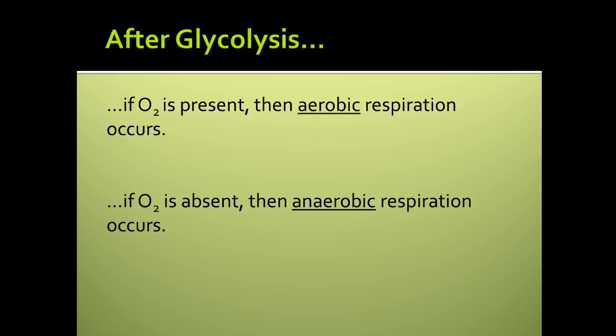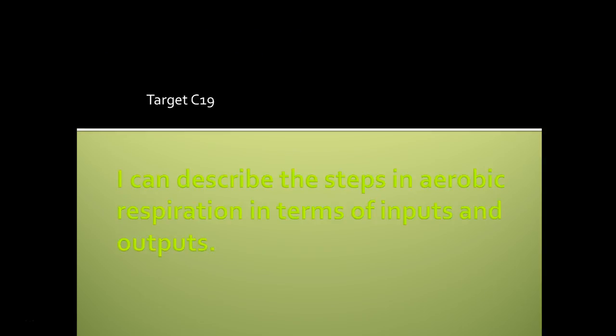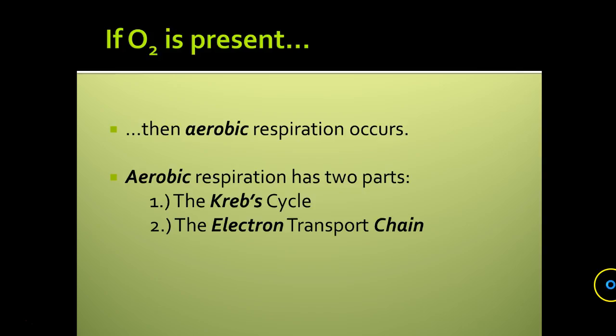All right, so after glycolysis is over, after the glucose is split and formed into two pyruvates, if there's plenty of oxygen, then what happens next is aerobic respiration. If there's no oxygen or not enough oxygen, then anaerobic respiration will take place. So, Target 19 says that you should be able to describe the steps in aerobic respiration in terms of inputs and outputs. And we'll go ahead and go right into that target next.